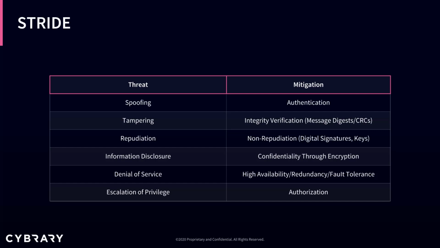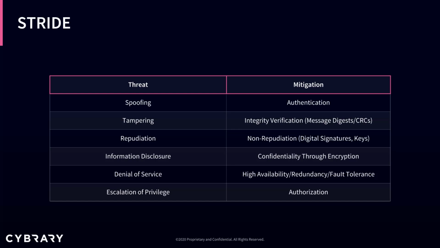Tampering is the next threat, and it's the T in STRIDE. This involves some sort of modification. The best way to mitigate against this threat is through a form of integrity verification, such as message digests. Another word for message digest is a hash. We'll talk more about that in just a bit. Another older mitigation strategy is CRCs, cyclic redundancy checks. And another strategy is checksums.